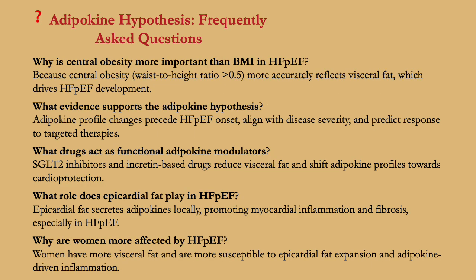Why is central obesity more important than BMI in HFpEF? Because central obesity, waist-to-height ratio of greater than 0.5, more accurately reflects visceral fat, which drives HFpEF development. What evidence supports the adipokine hypothesis? Adipokine profile changes precede HFpEF onset, align with disease severity, and predict response to targeted therapies.